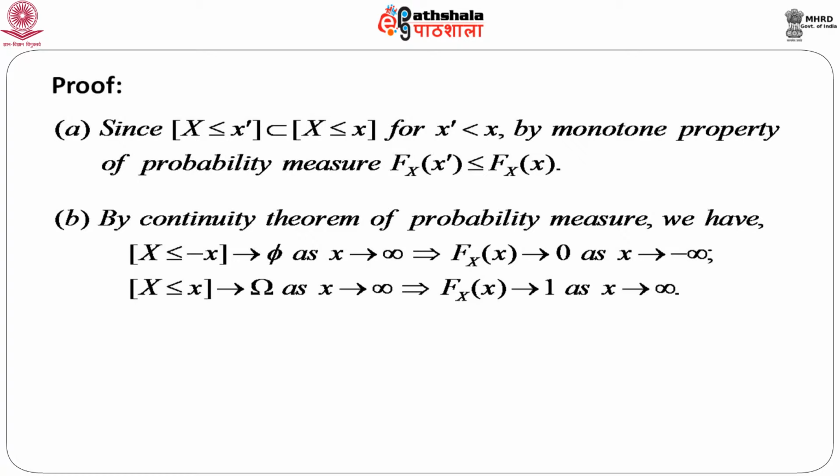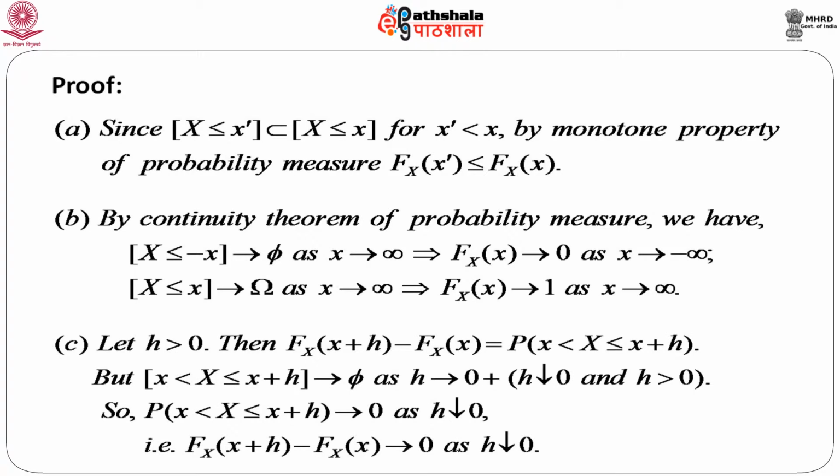Exactly in the same way, if we define the event capital X less than or equal to small x, this goes to omega, the full set or the entire sample space, as x goes to infinity. Then naturally the probability of this goes to the probability of omega, which is nothing but 1 as x goes to infinity. Hence, the proof of these two properties: capital F of x, the distribution function, goes to 0 as x goes to minus infinity, and it goes to 1 as x goes to infinity.